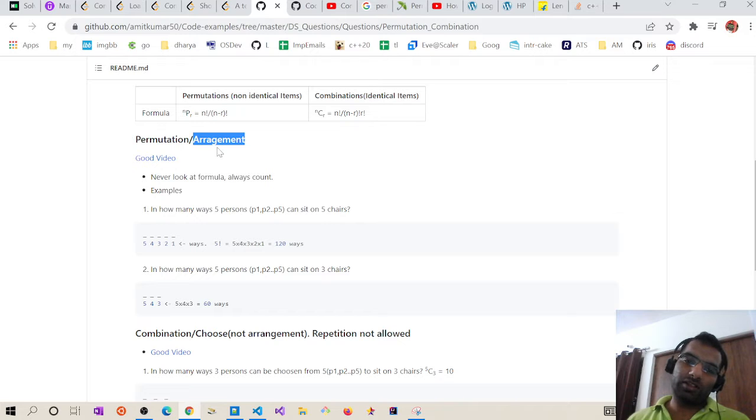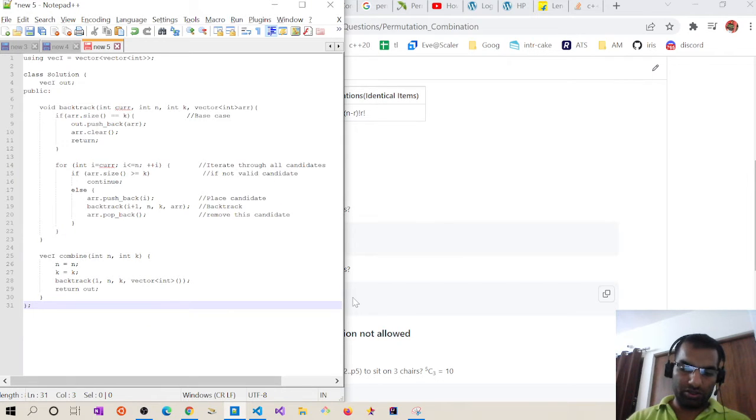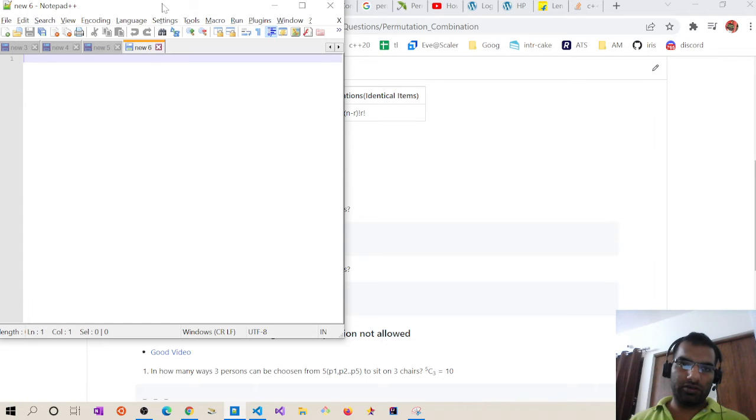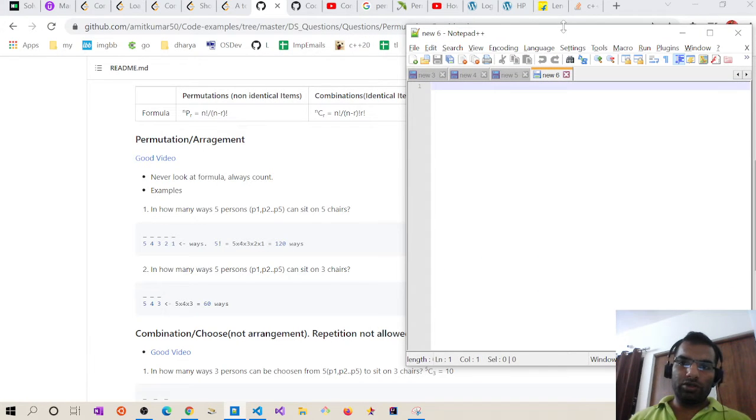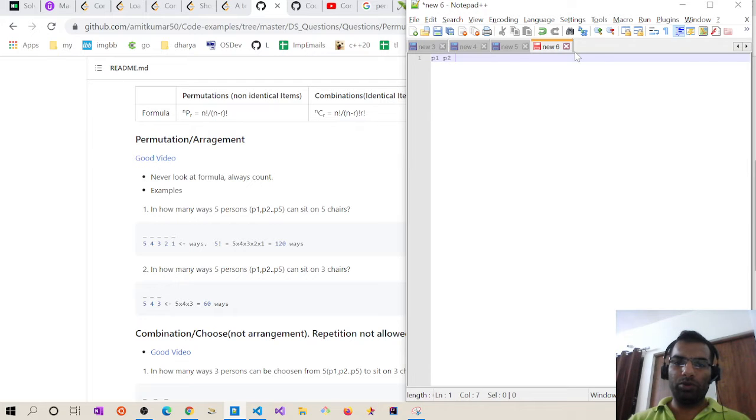So let's consider an example that we have five people. Let me just draw it here. It'll be easy. Let's suppose we have five people, P1, P2, P3, P4, and P5, and we have five chairs, 1, 2, 3, 4, and 5. Since this is an arrangement, we will be talking about arranging the people every time. So the question is, in how many ways can we make these five people sit on these five chairs?